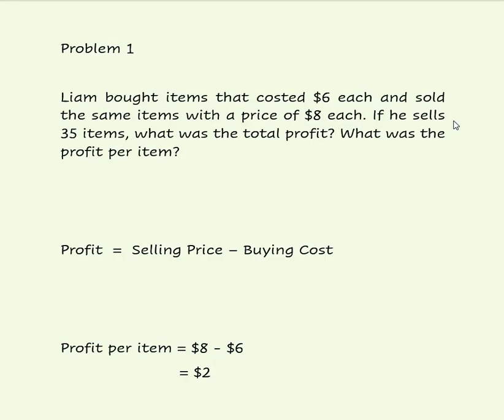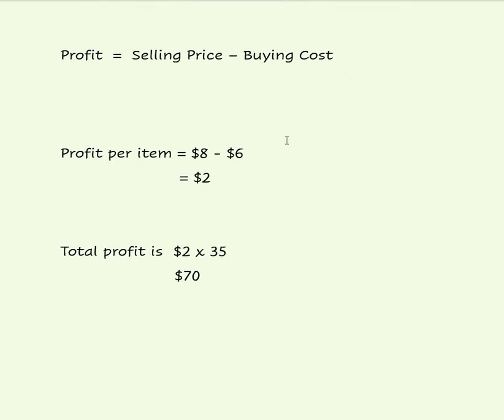But he sold 35 items. So total profit will be profit per item, which is $2, times 35, which gives us a total amount of $70. So total profit is $70. This is the end of problem number 1.